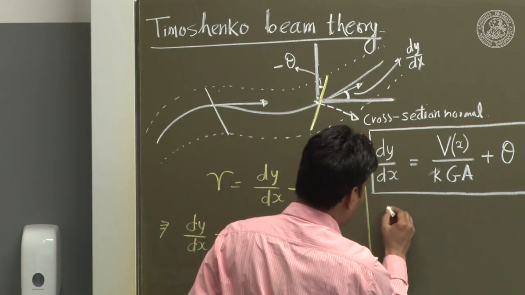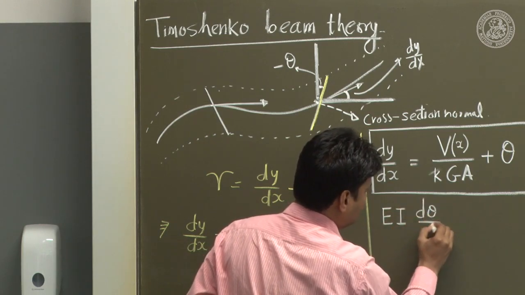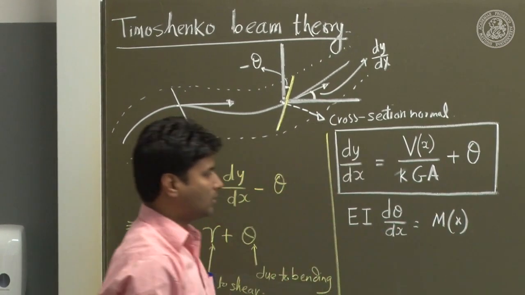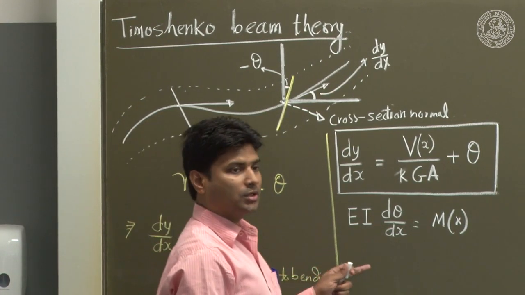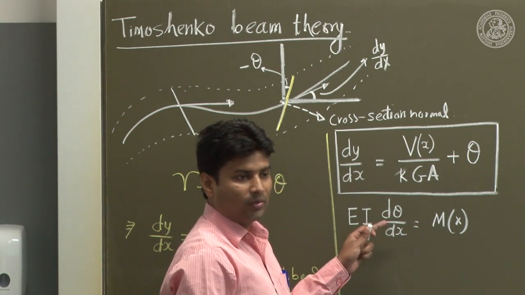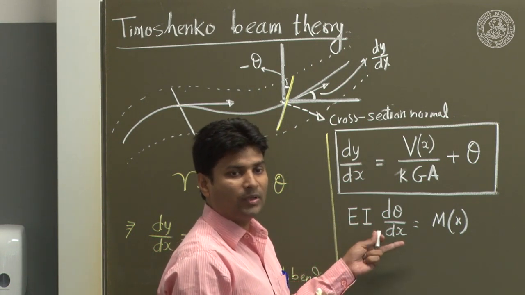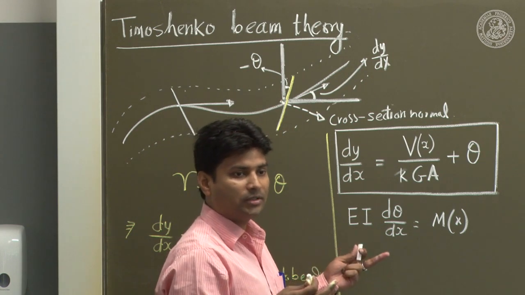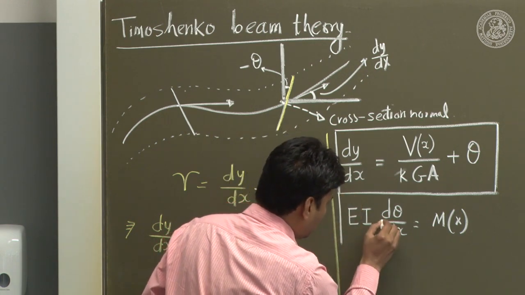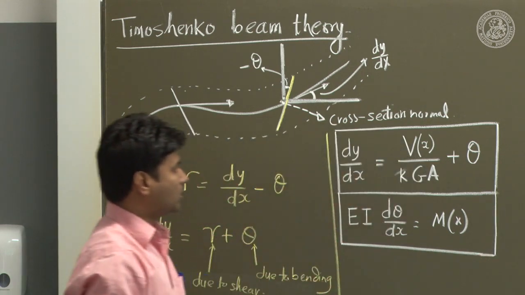And I just wrote down the other equation would be EI d theta by dx is equal to M of x, the bending moment. But then I posed the question, why is this d theta by dx, why not d2y by dx2? Because we all have this in our mind that EI times curvature is bending moment, right? And curvature somehow appears as if it is d2y by dx2. So we'll see why we are saying this is d theta by dx, and why not d2y by dx2. So let's just look at that.